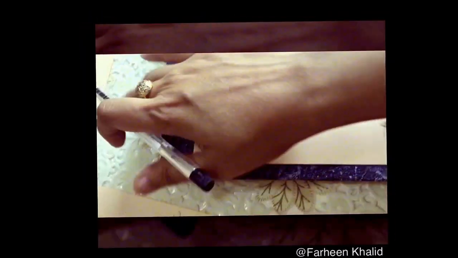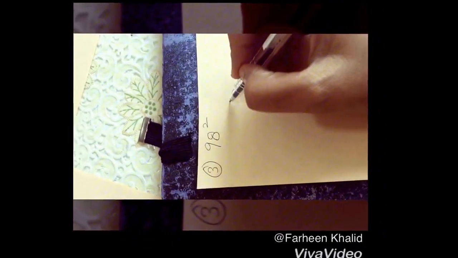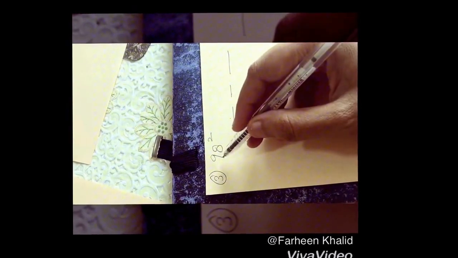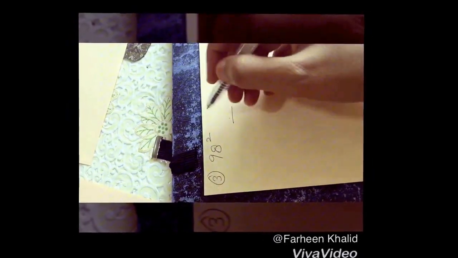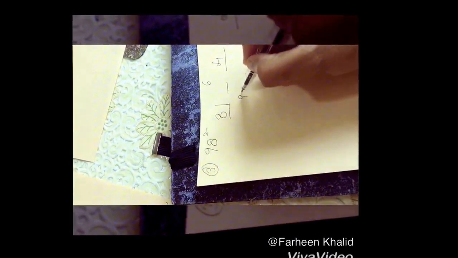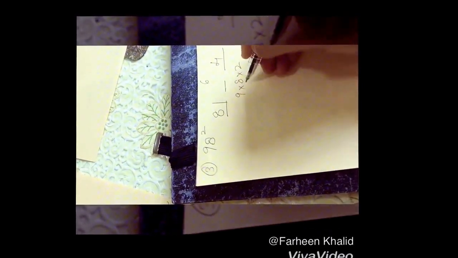In case of 98 square, again the same thing, you make the 3 spaces. After you make the 3 spaces, it's the t square, which is supposed to be 9 times 9, which is 81, and then you have to do the 8 square, which is 8 times 8 is 64. You put the 4 here and you carry over the 6. Okay, and the last part that you have to do here is 9 times 8 times 2.